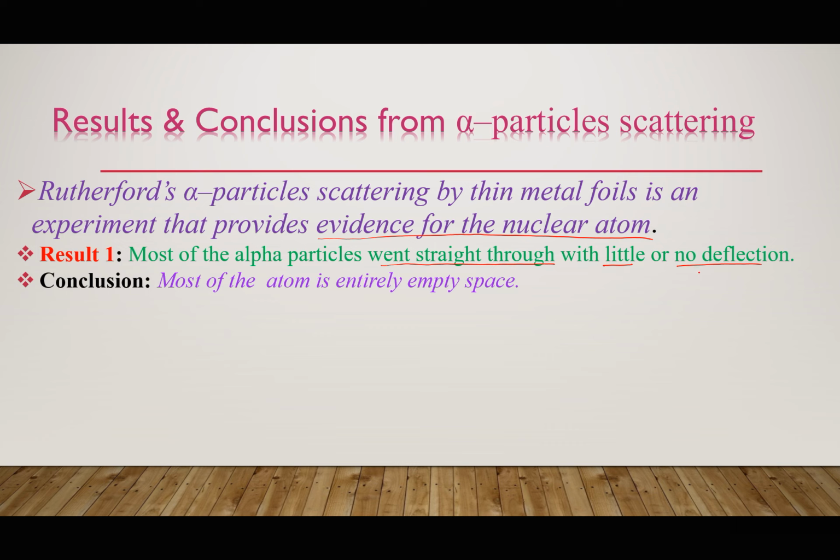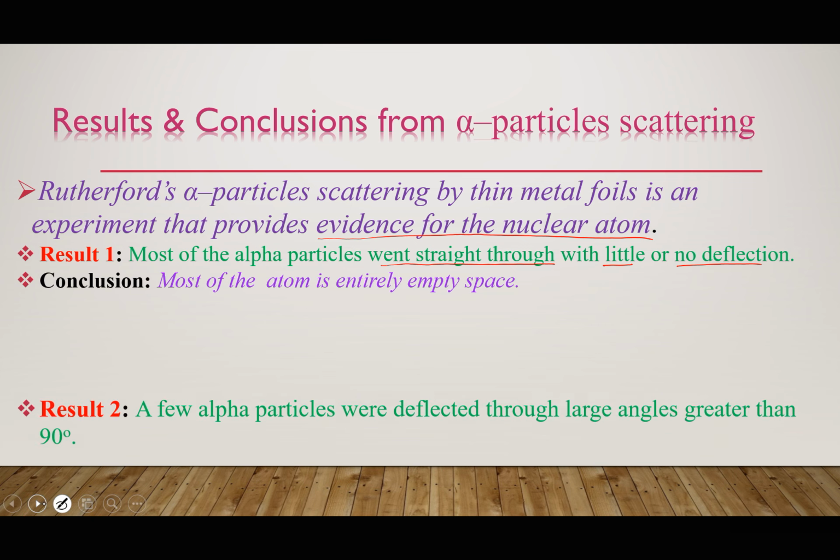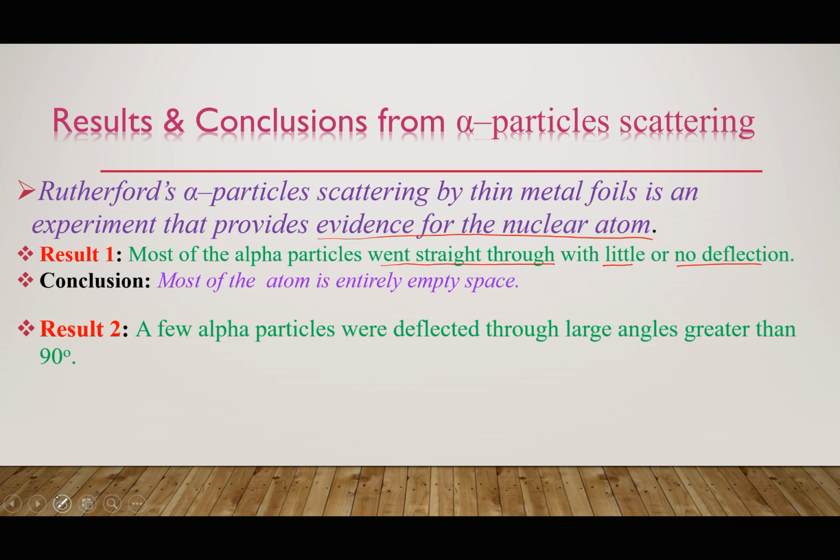Most of the alpha particles going through could be predicted by J.J. Thomson's model, but the deflection part was not expected, and the result too was not expected at all. A few alpha particles were deflected through large angles greater than 90 degrees. This was not expected. What conclusion can we make from this result?